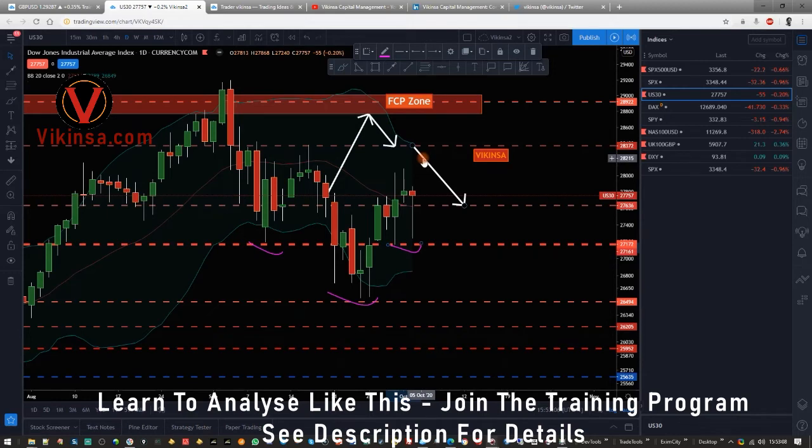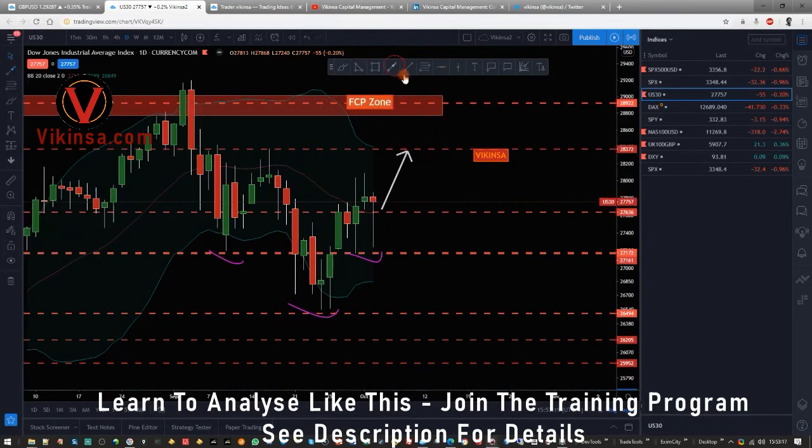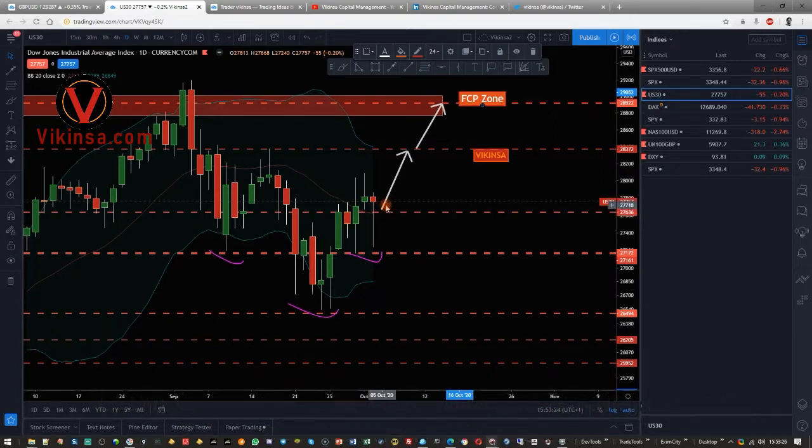So the plan is again very simple. If the market starts to move upwards, then this is the level that we are looking at, and if it starts to move up, then we are looking at that FCP zone where it can go to. So I'll look for a confirmation here. We have 5 confirmation techniques. If I get any one of them here, then I'll look for a long position going into the 28,372 level, and if that is broken, then only we'll be looking for something like this.